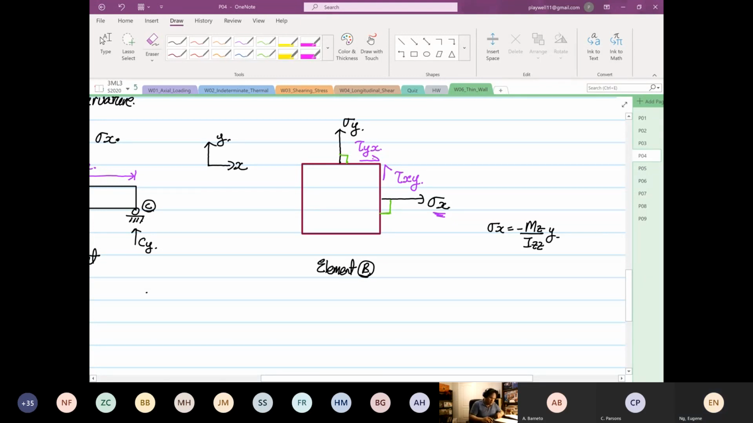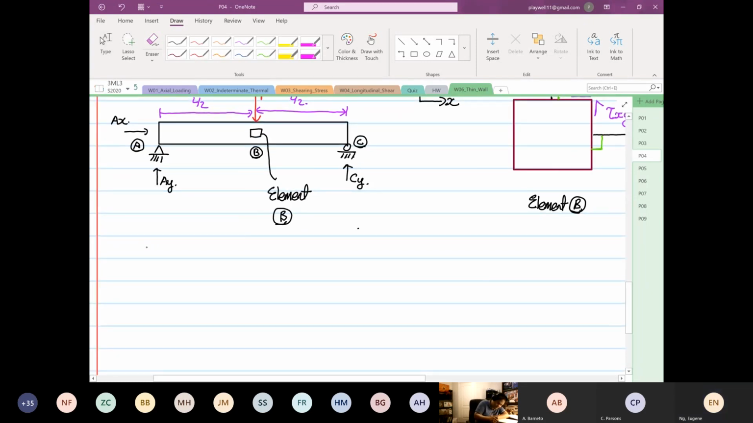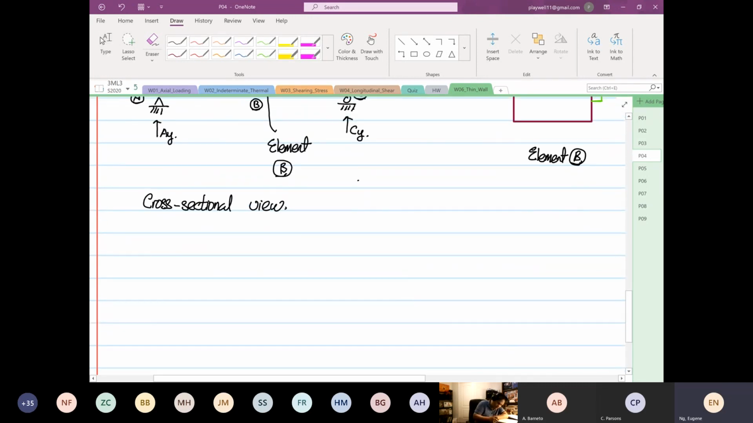Now we're going to view this structure. We're going to look at the cross-sectional view. So if we look at the cross-sectional view, this will be like what we've seen before. So this is my transformation now. This will be my Y. This will be my Z. This is my rotation in my X.